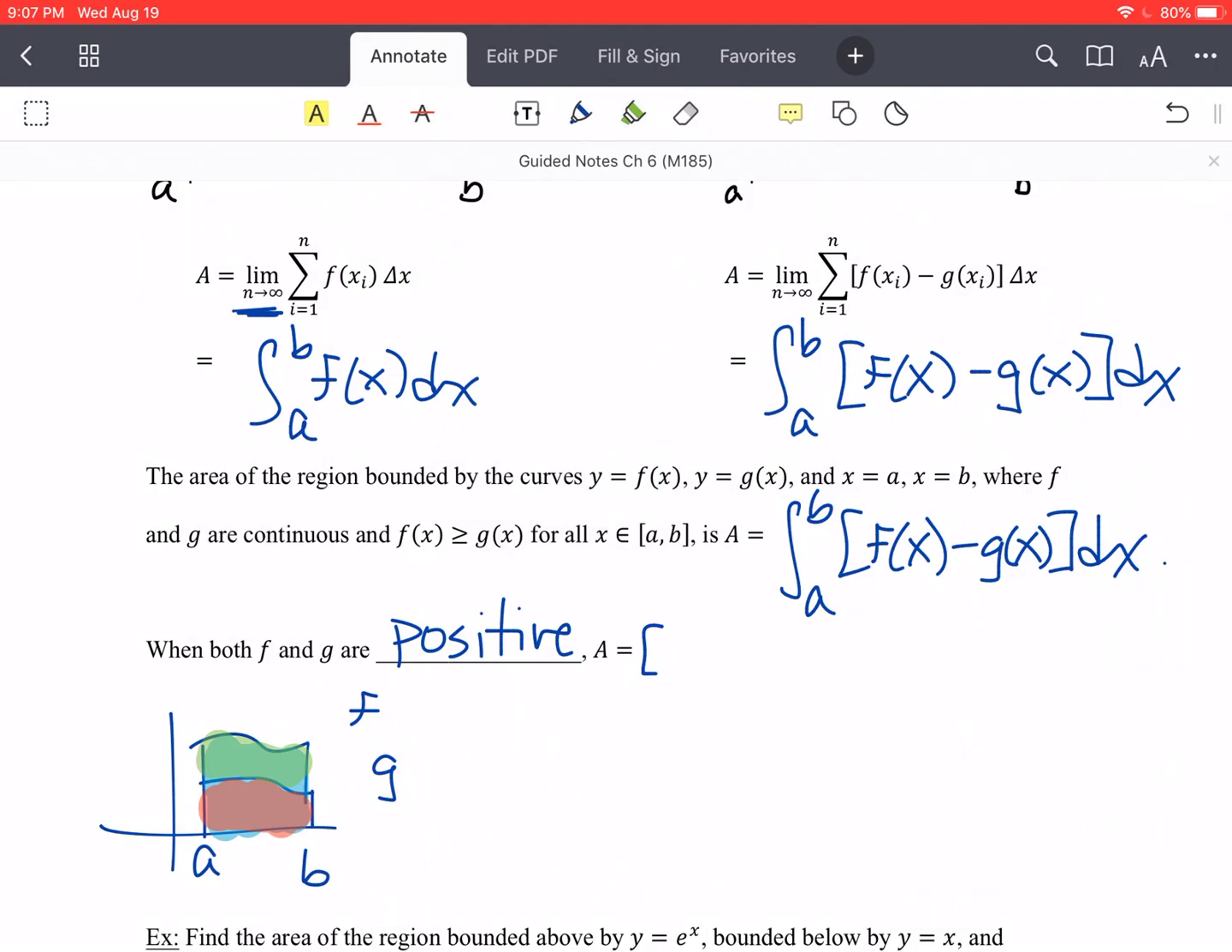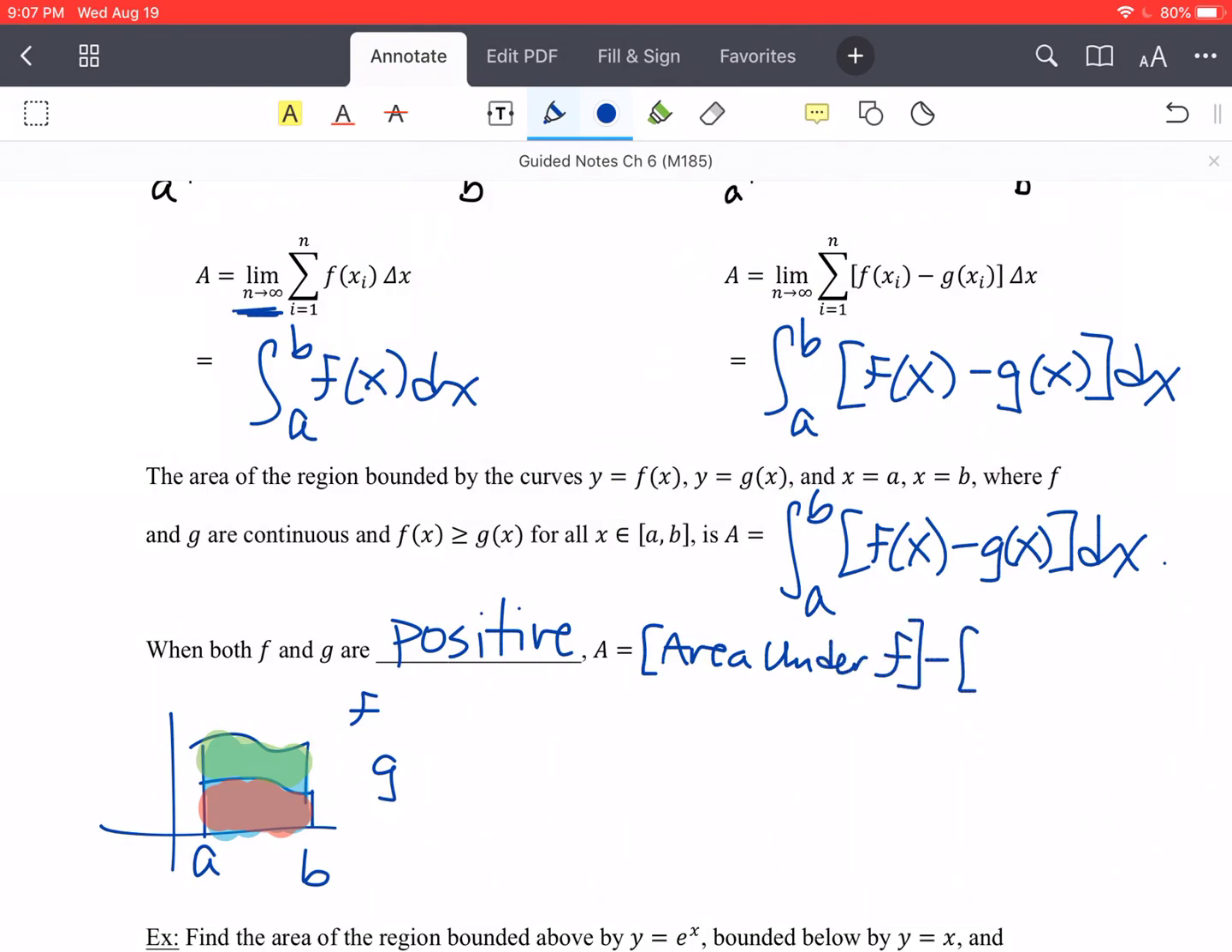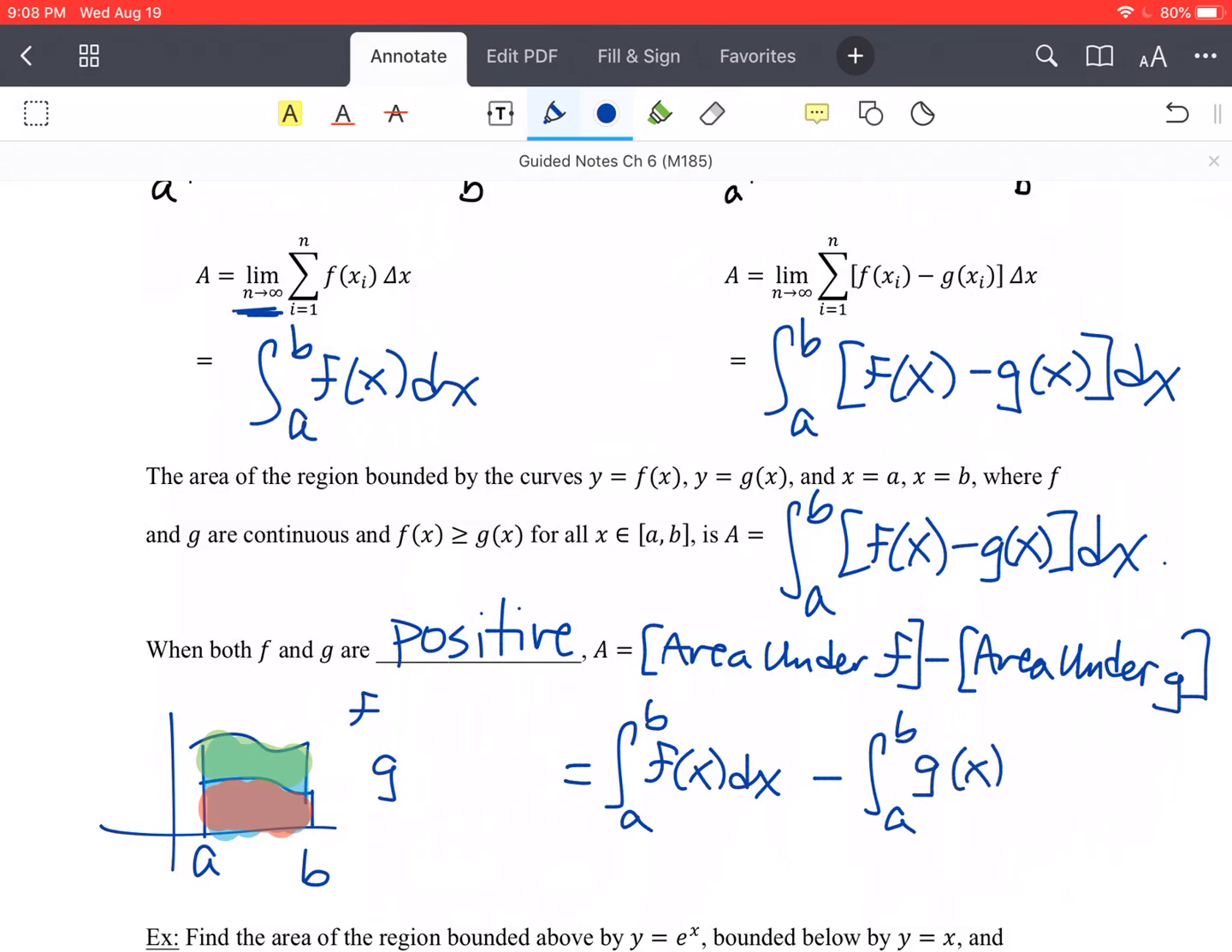So the way that we get that is we take area beneath f, subtract the area beneath g, and then we get our area. So this is going to be the area under f minus the area under g. And how do we get area under a curve? Well, by using the integral. So this is just going to be the integral from a to b of f minus the integral from a to b of g.